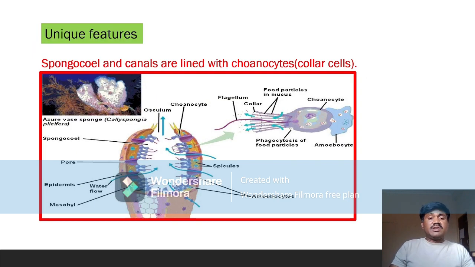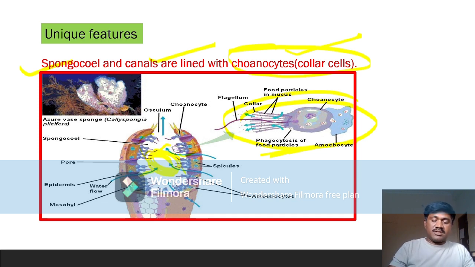Now come to another unique feature. These sponges have a spongocoel and canals. These canals are lined with what? Specialized cells. These cells are called choanocytes or collar cells. So these are the choanocytes or collar cells, the blue-colored cells we can observe here. The body cavity, the spongocoel, is covered by what? Such specialized cells are called choanocytes or collar cells. Okay, come to the next slide.